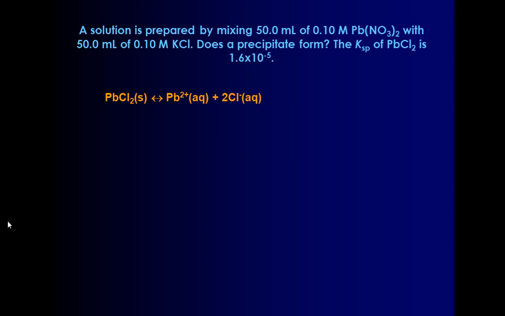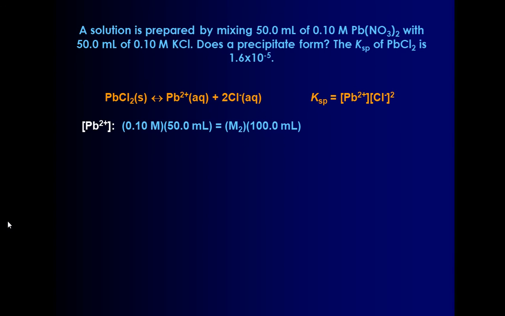Again, because we're mixing these two solutions together, the concentration of lead and the concentration of chloride are not going to remain 0.1 molar. We have to account for the fact that they're being diluted. We had 50 mL of each, so we now have a volume that's twice the size of what we started with. There's your KSP expression for the lead(II) chloride. So we're going to use M1V1 equals M2V2 to determine what the new concentration will be for lead. It's going to be half of what we started with, 0.050 molar. Since the volume doubled, the concentration decreased by a factor of 1/2.